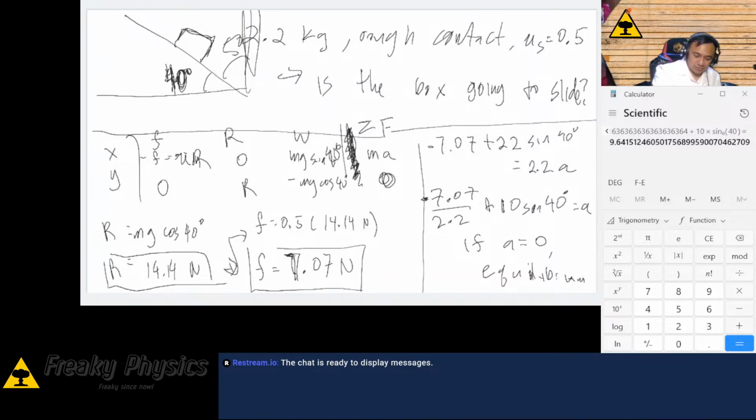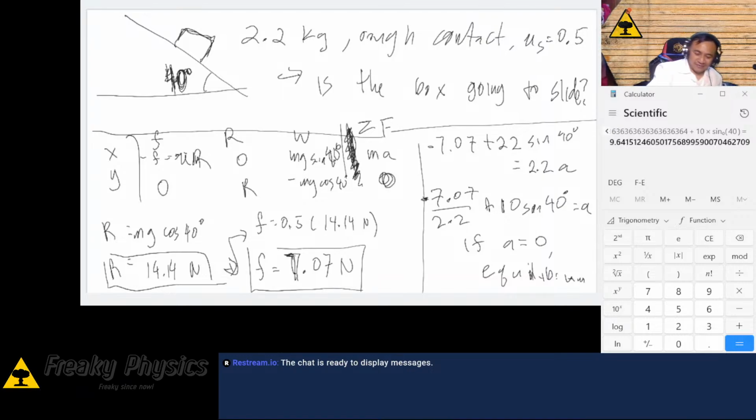But if it was 50, I would use cosine. If you're going to keep it at the 50, then you switch the cosine and sine. Is it the horizontal friction, or just friction?